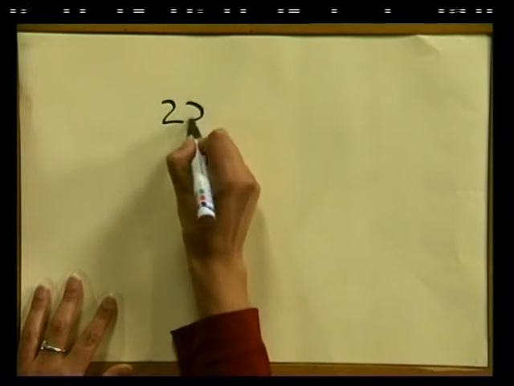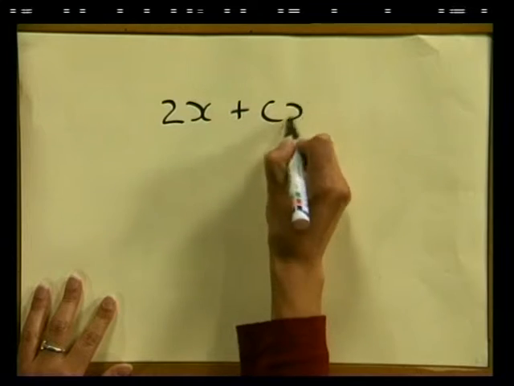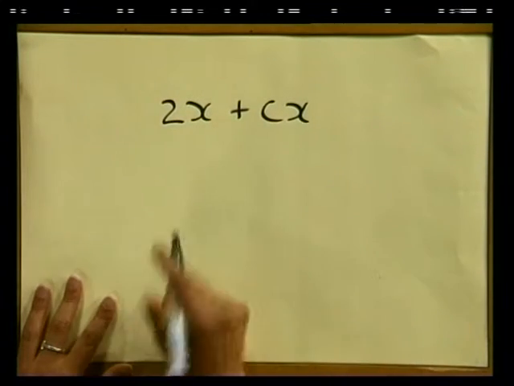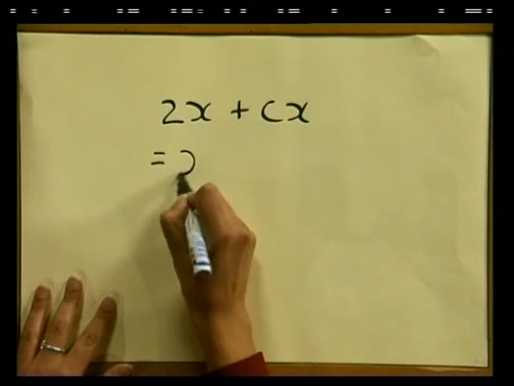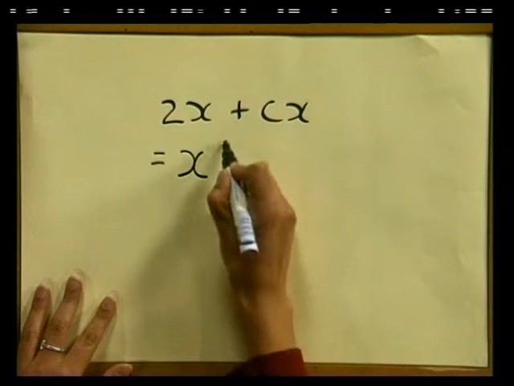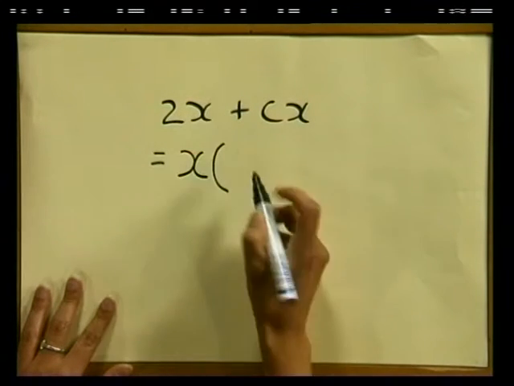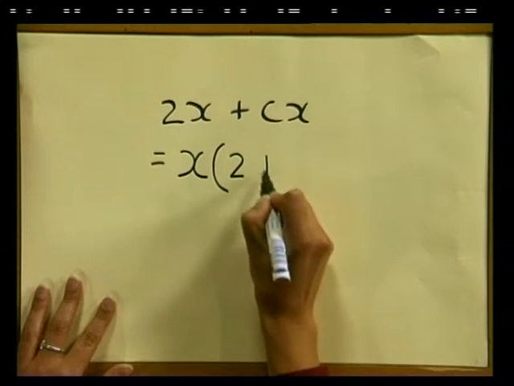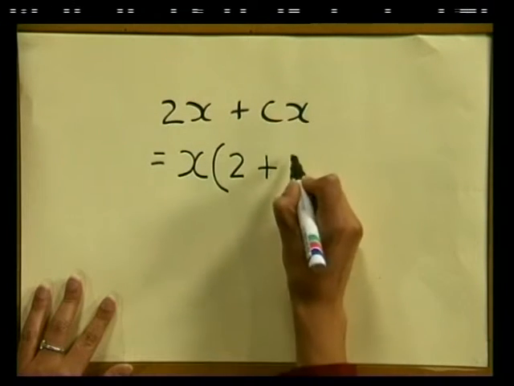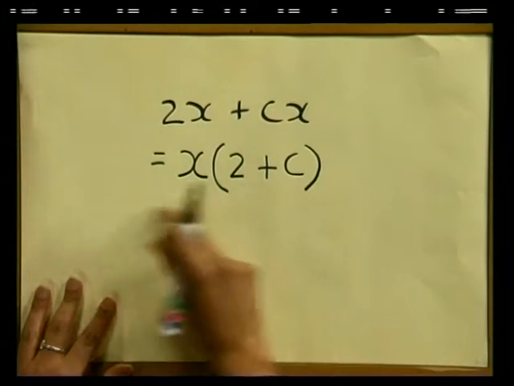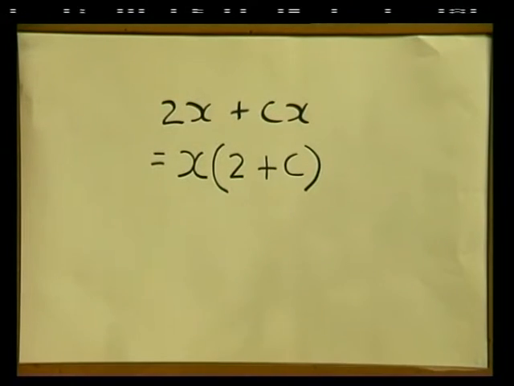Let us compare this to a more simple example. If we had 2x plus cx, we would notice in these terms the x is our common factor, so we can take it out. And then x divided into 2x, we are left with our 2, and x divided into cx, we are left with c. And we have now factorized our expression.